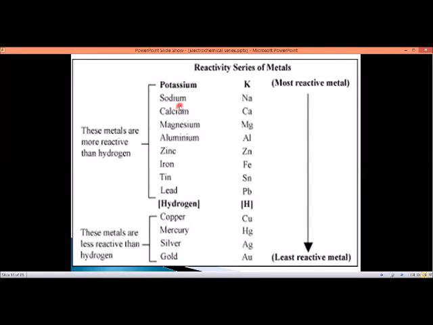By knowing the values of the half electrode potentials, you can calculate the EMF of the cell. What is the EMF of the cell? EMF of the cell is E cathode minus E anode. So suppose I have a combination of sodium and zinc. I'll say E of zinc minus E of sodium, because zinc is the cathode and sodium is the anode. Okay, I'm unmuting you. I'll ask you questions, you tell me.